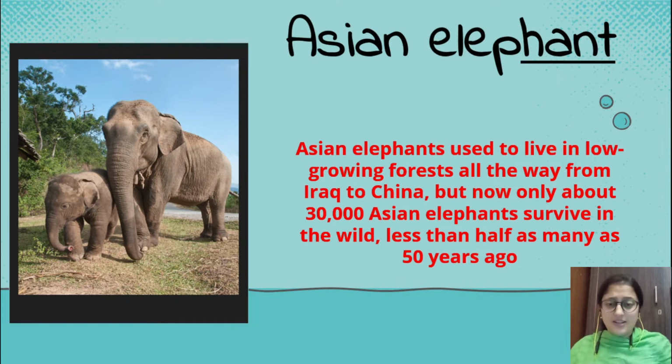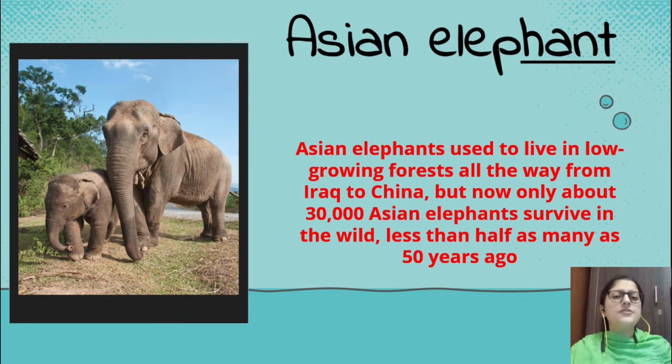Now imagine a garden, a very small garden like you have in your balconies, and those balconies or verandas have 10-20 trees. That seems to be a lot of trees, right? So similarly, Iraq to China is a very, very vast habitat, only 30,000 Asian elephants alive there. Then that seems to be a problem, right? So thus Asian elephants are endangered.